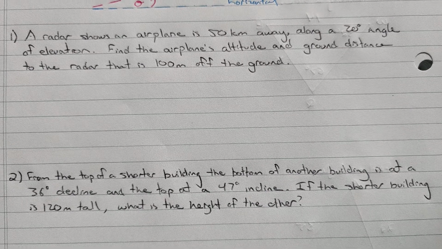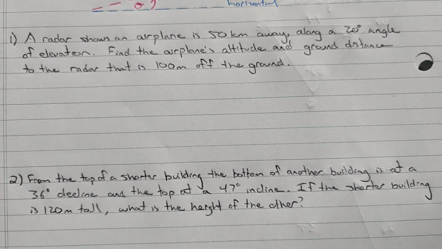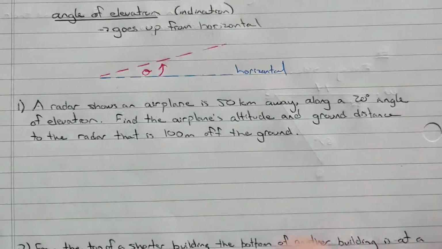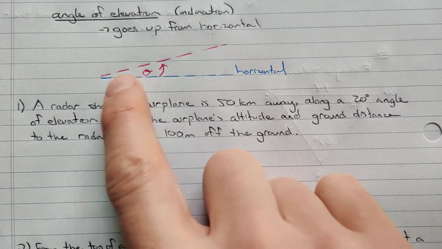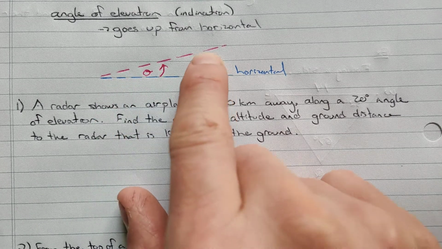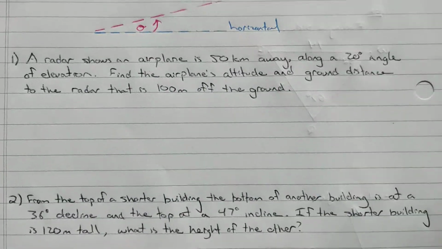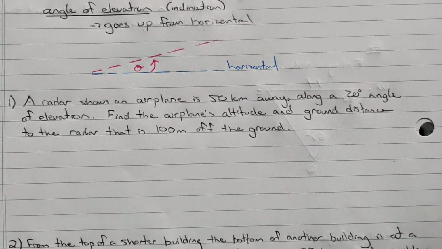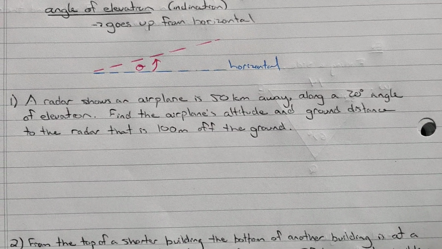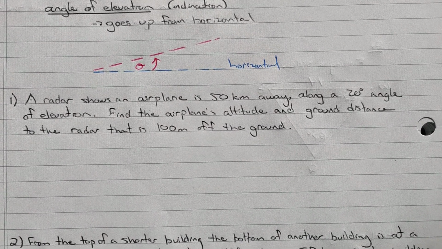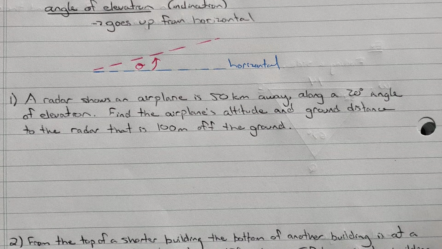One, a radar shows an airplane is 50 kilometers away along a 20-degree angle of elevation. So that means we're looking at a situation like this, where the radar is looking up towards the airplane. Find the airplane's altitude and ground distance to the radar that is 100 meters off the ground. So we need to draw a diagram. Best idea, draw a diagram.